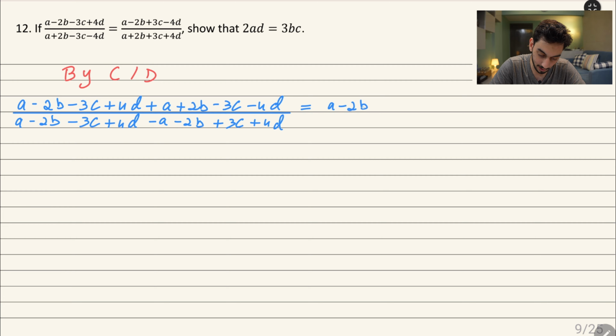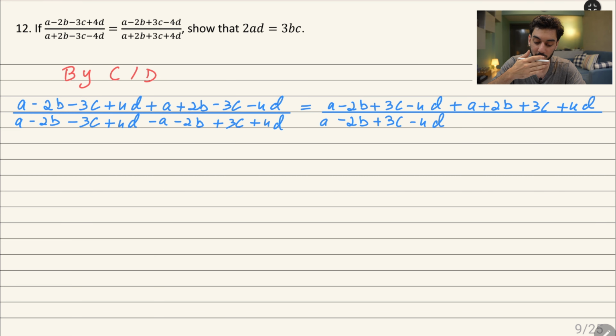So a minus 2b plus 3c minus 4d, that's the numerator, plus the denominator, which is a plus 2b plus 3c plus 4d, and the denominator would be numerator, which is a minus 2b plus 3c minus 4d minus the denominator, which means everybody gets a negative sign. So minus a minus 2b minus 3c minus 4d. Now let's see if I can simplify this thing.